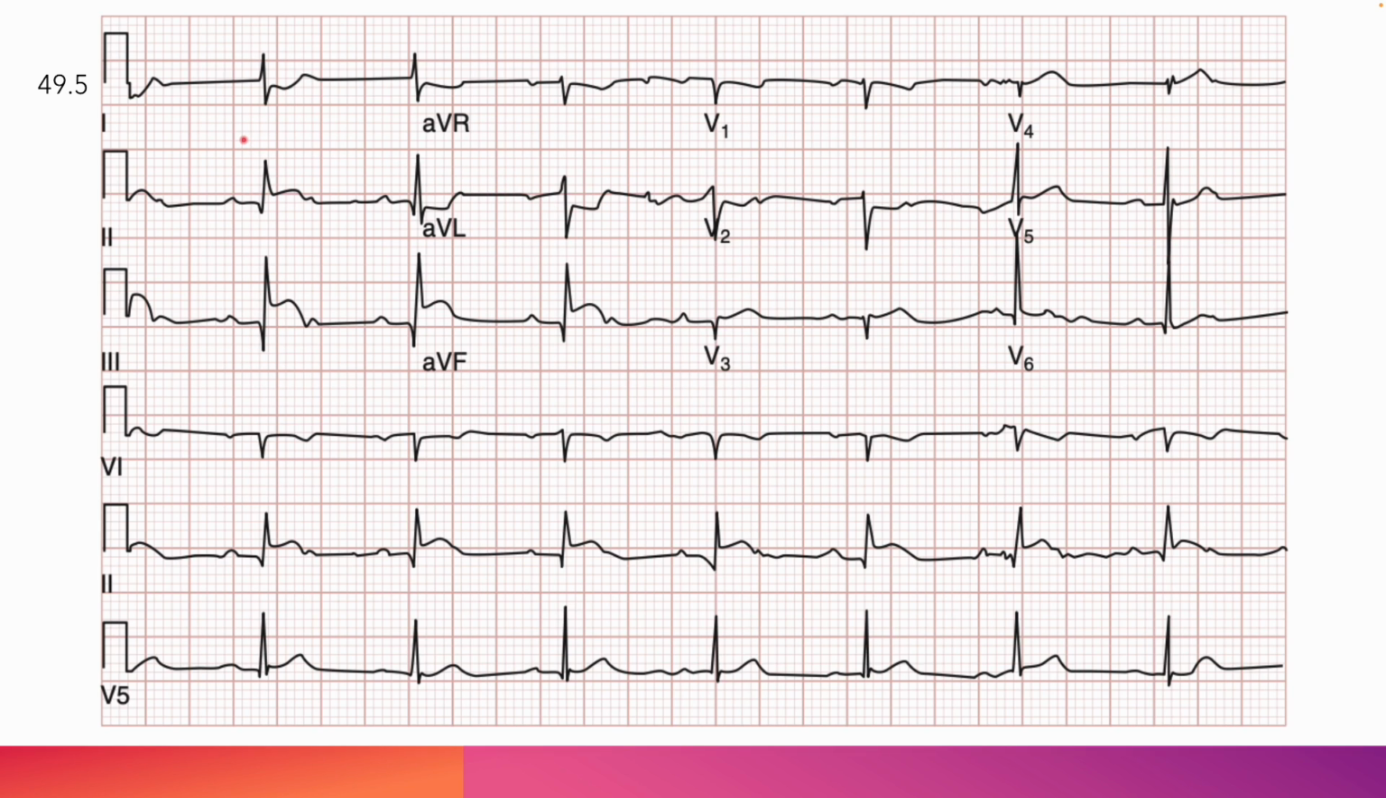Now again, you want to see if this is an RCA or a circumflex. You look at lead 3, and you can see that the ST elevation in lead 3 is more than lead 2, so this is probably an RCA.